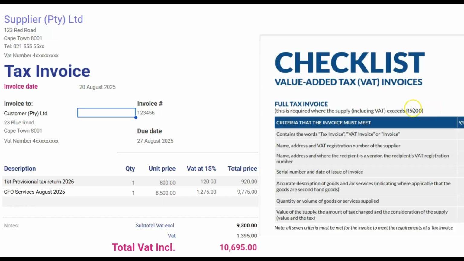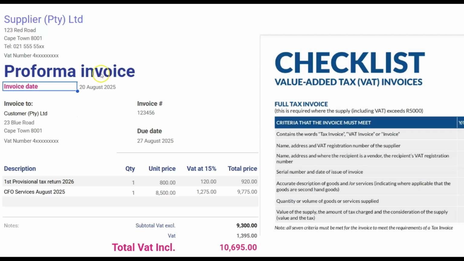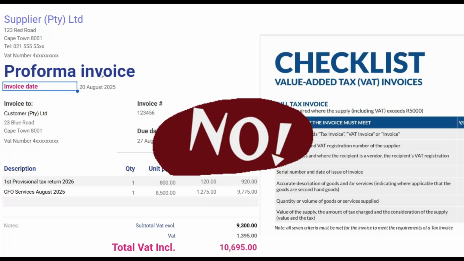If it exceeds 5,000 Rand, it is called a full tax invoice. First, it must contain the words tax invoice, VAT invoice or invoice. This one contains the words tax invoice, it is valid. In practice, we get it a lot that it states pro forma invoice. You can't claim VAT on a pro forma invoice. You also cannot claim VAT when it is a quote.